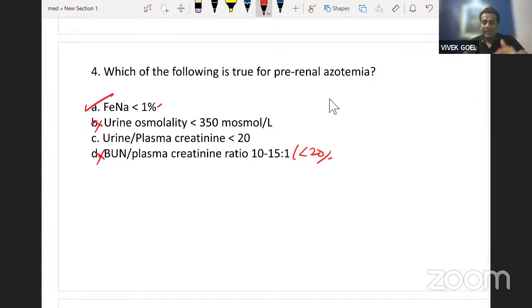Now, in pre-renal azotemia versus intrinsic renal azotemia, simply remember the plasma creatinine increases more in intrinsic renal AKI. So if it increases more in intrinsic renal AKI, it increases less in pre-renal AKI. And if it increases less, the denominator is lesser, so the ratio will be higher in pre-renal AKI and lower in intrinsic renal AKI. I hope you are getting the concept.